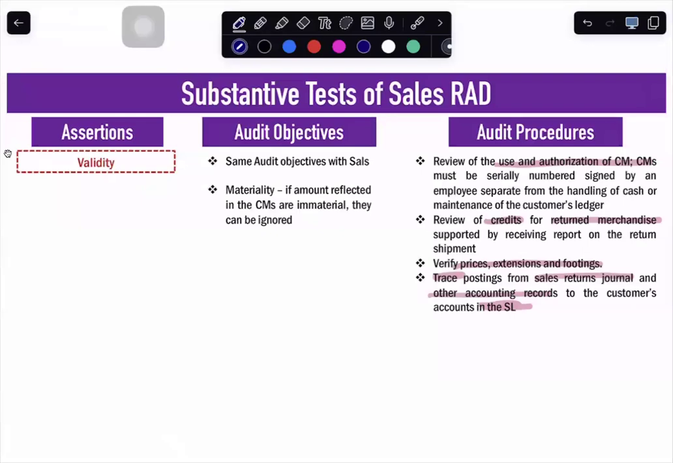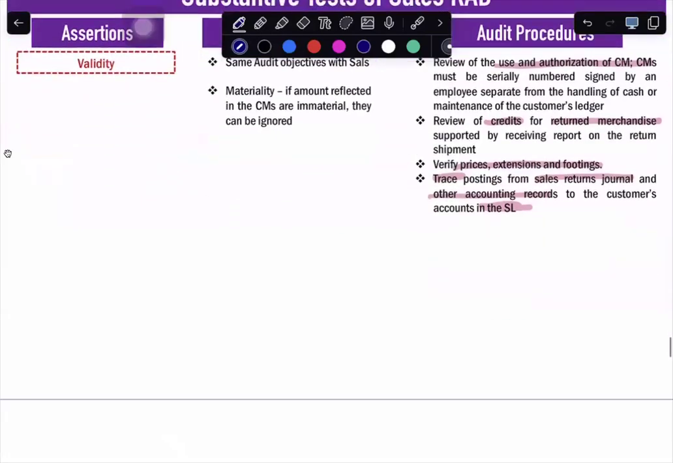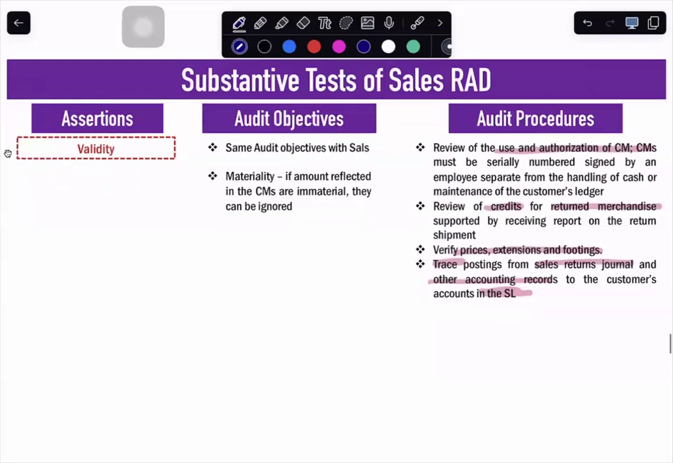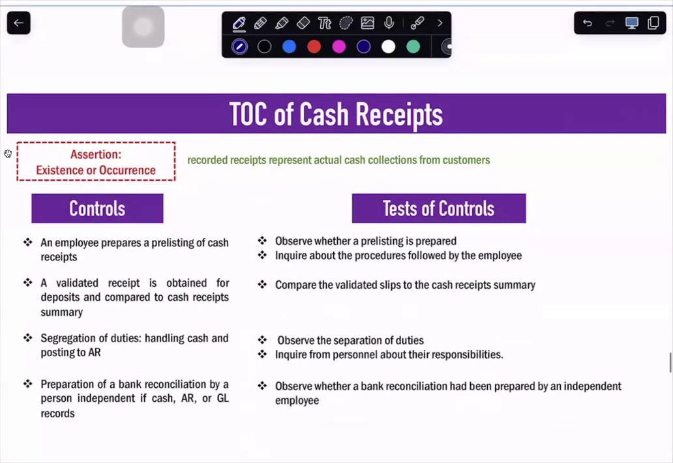Okay? Now, since we finished the substantive test and test of controls of your sales, we go now to the test of controls of your receipts. Take note, we are talking about two items here. The first item is your revenue or your sales. The second item is your receipt or your collection. And since we're done with the TOC and substantive test of your revenue or sales, let's talk about the TOC and substantive test of your receipt or collection.